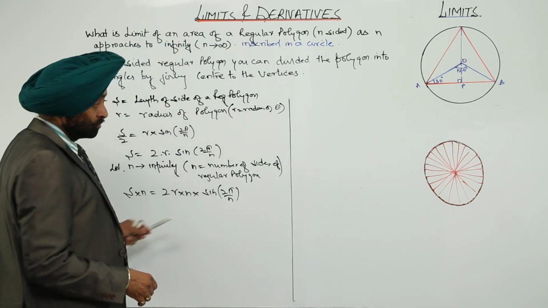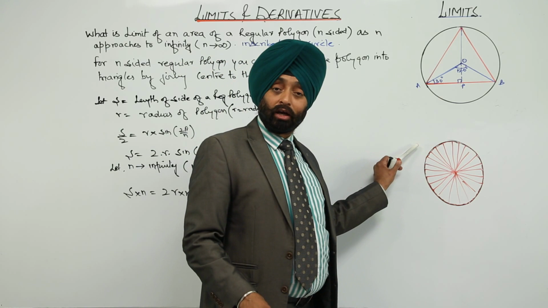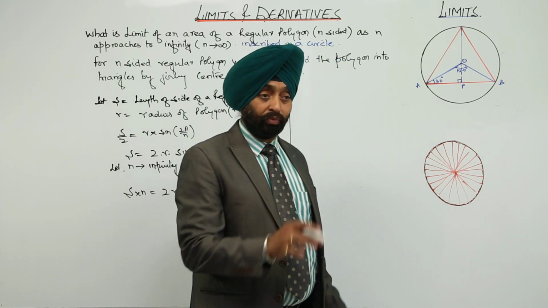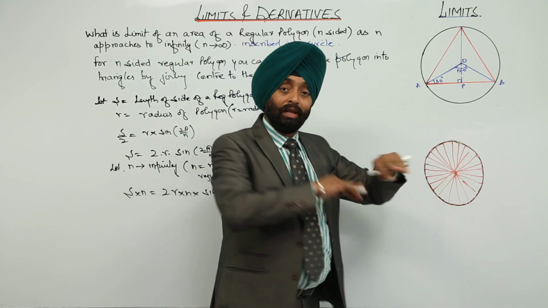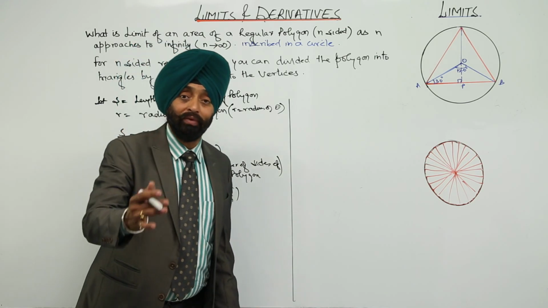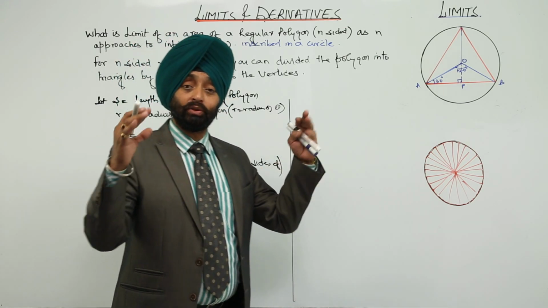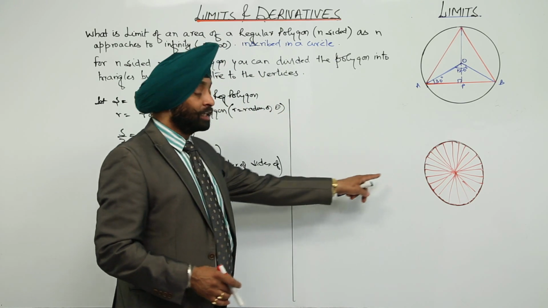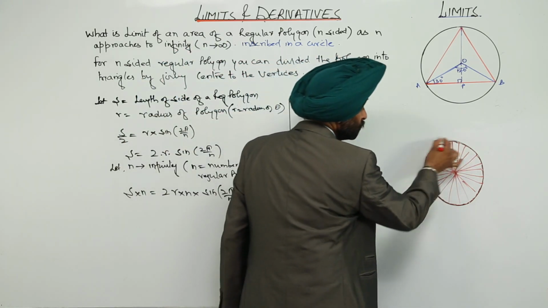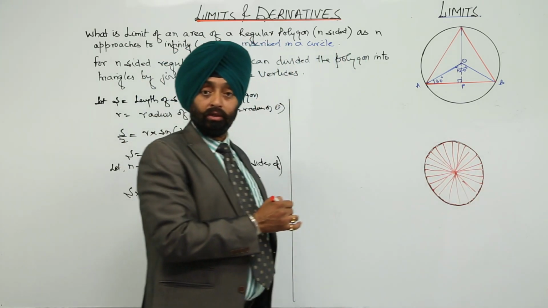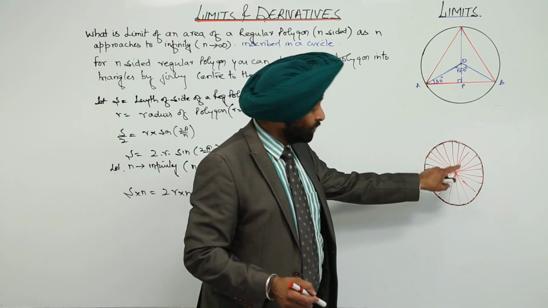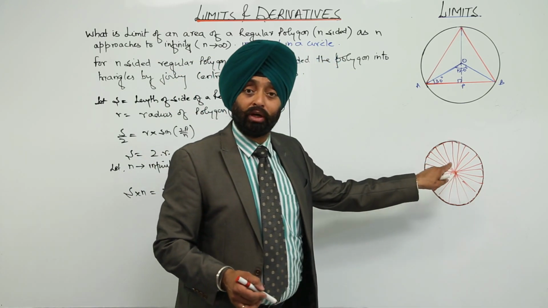Now here still we can count it. This is not n approaching infinity, we can count it here. Suppose let it be 100. What if it is 1000? What if it is 1 lakh? Then what does it appear to be? It appears to be a circumference. It appears to be a circle. Now the regular polygon appears to be a circle.